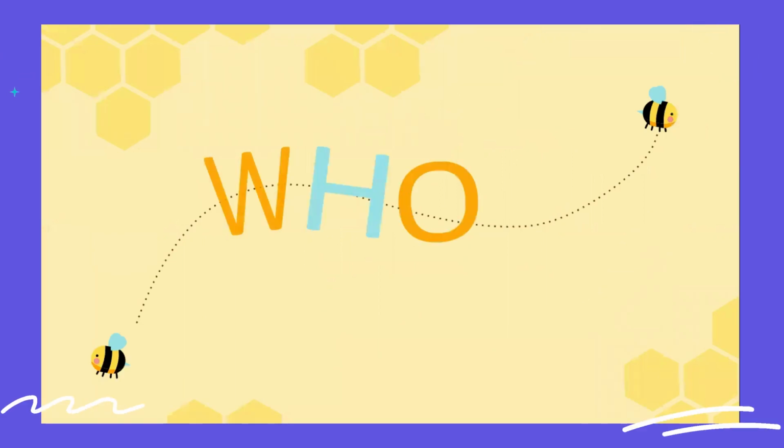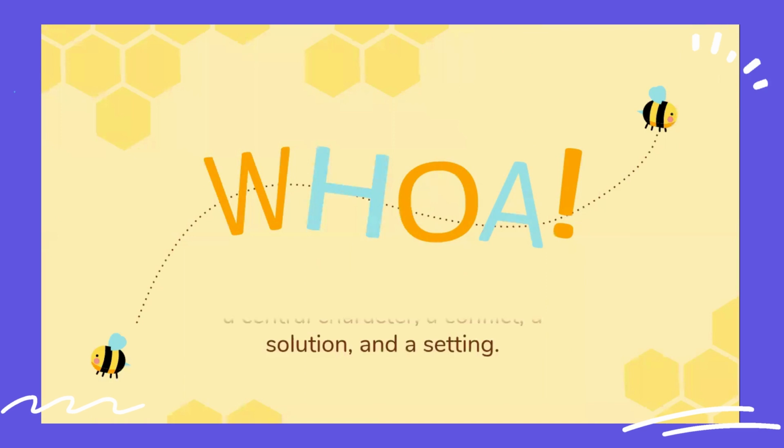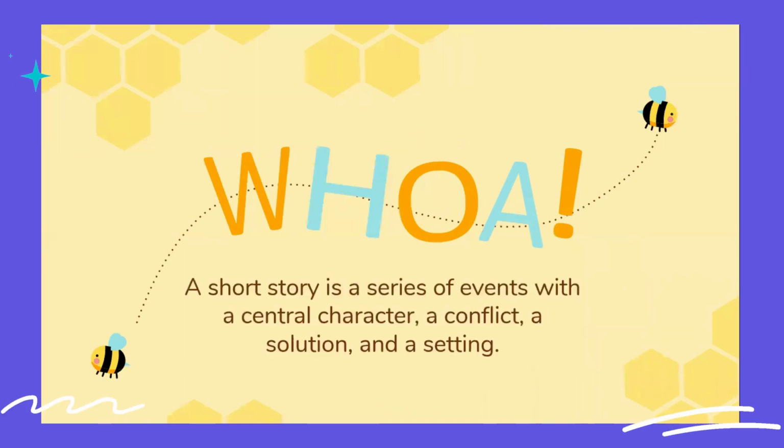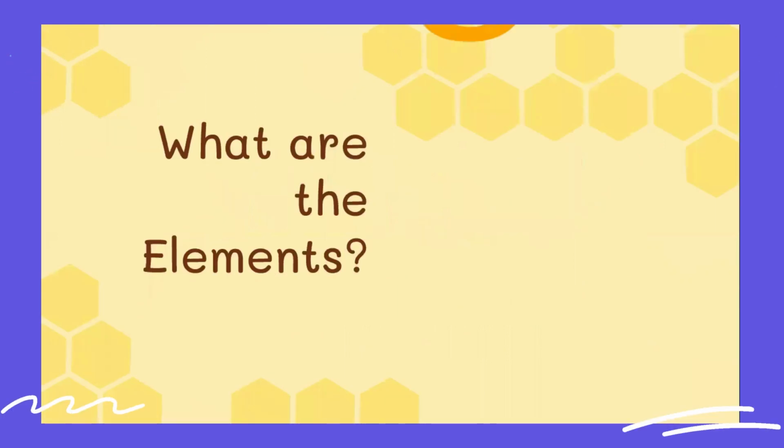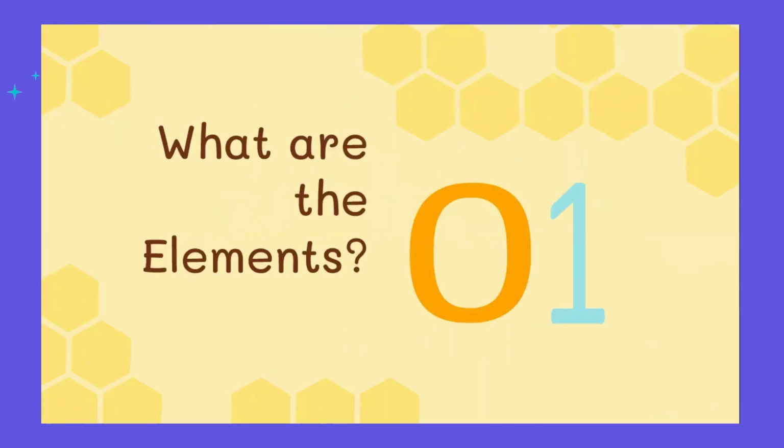Before we begin discussing the 5 elements of a short story, let us first define what a short story is. A short story is a series of events with a central character, a conflict, a solution, and a setting. So what are the elements? And that will be the first thing that we are going to talk about today.